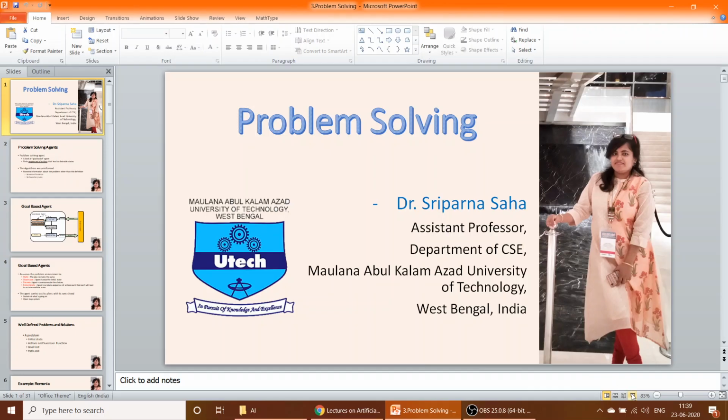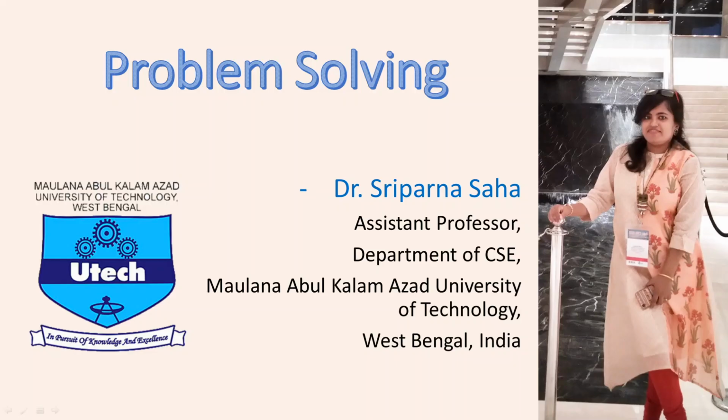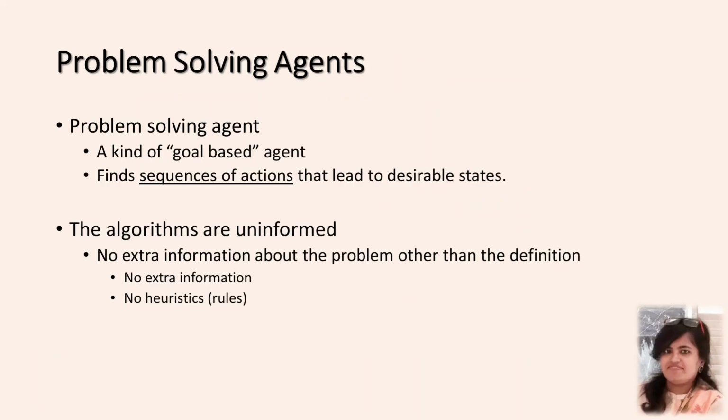So let's start today. So the problem solving. If there is some problem, how is AI going to deal with that problem? That is the topic. For that we have a particular type of agents. Those agents are known as problem solving agents. These are basically a kind of goal based agents that find sequences of actions that lead to desirable states.